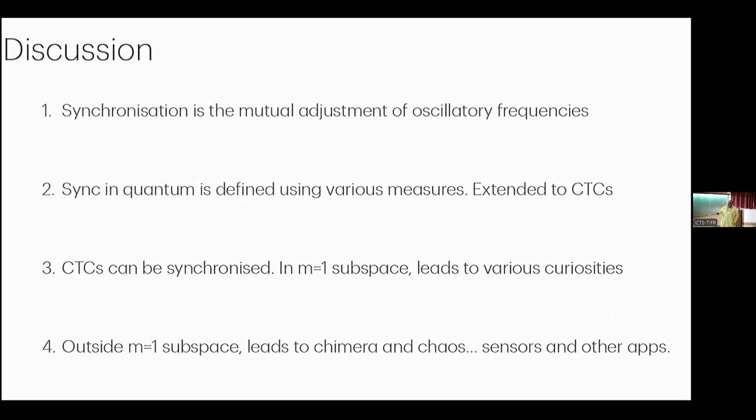But outside of the M equals 1 subspace, because these are actually quite difficult to solve technically, this has been one of the problems that's been open. And we haven't solved the quantum mechanical problem, of course, because simulability is quite a difficult thing here. But the classical mechanics of it definitely highlights that this leads to chimeras and chaos. And so we hope to take this and apply it to things like sensors in the future. So thank you very much for your attention.